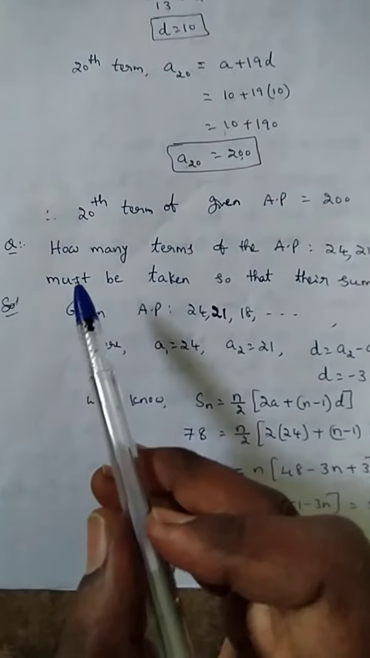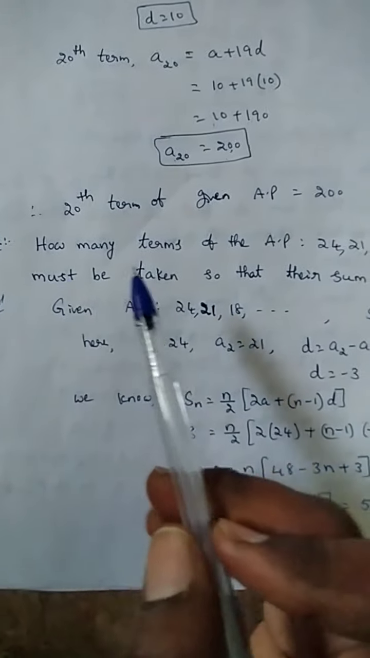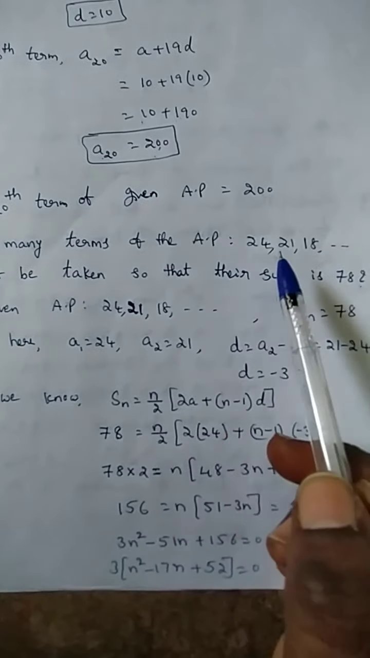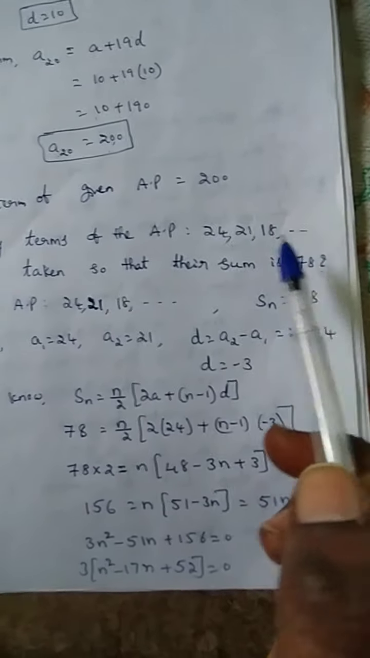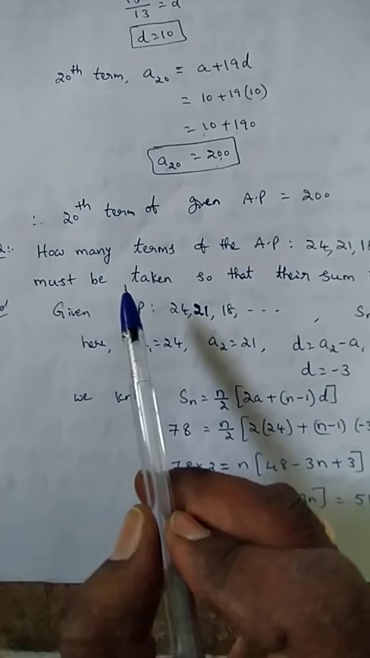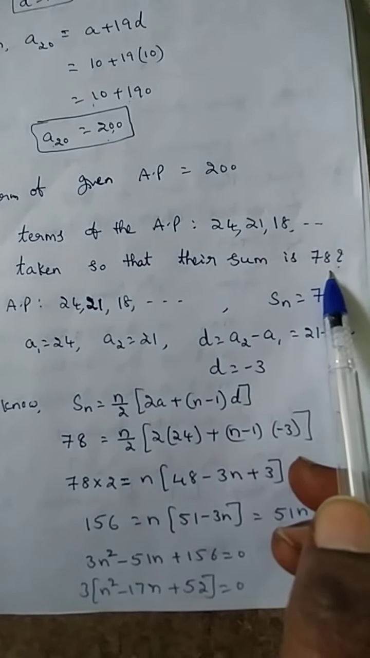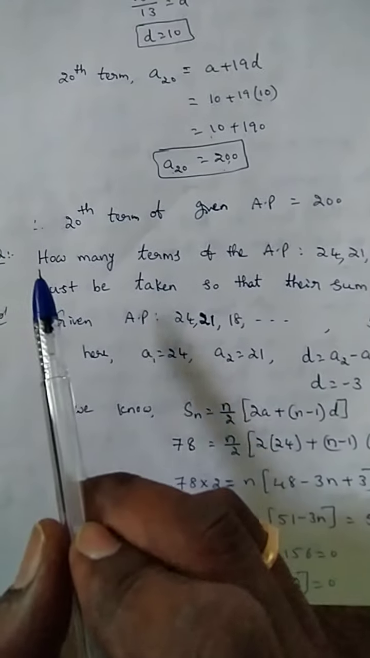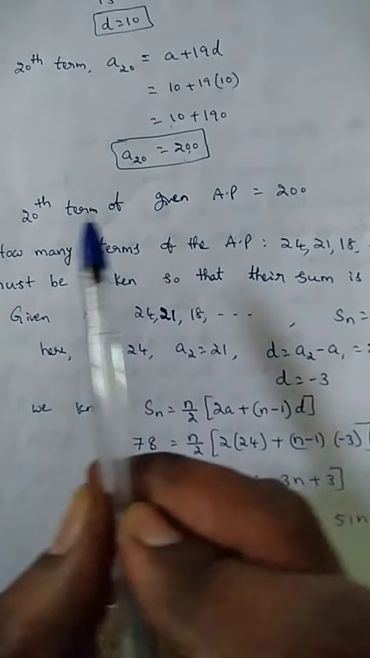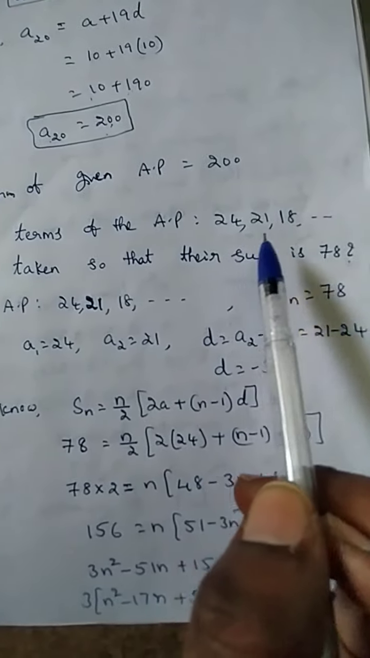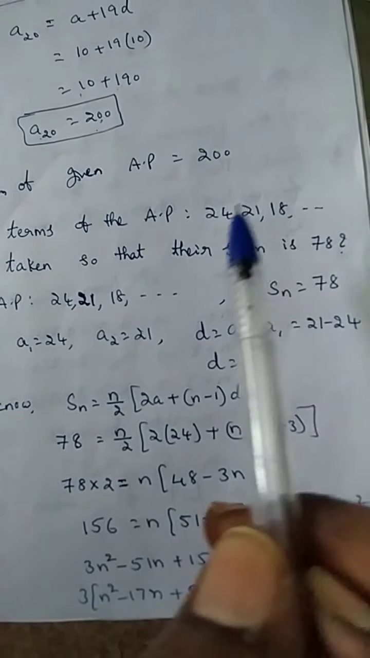Okay, students, the next question in that arithmetic progression. How many terms of the AP 24, 21, 18 and so on must be taken so that their sum is 78? Their sum is 78. So the meaning is, how many terms are added in the given arithmetic progression so that their sum is equal to 78.